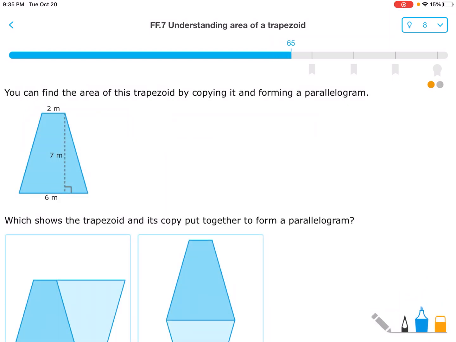Okay? So, your job is to now go ahead and try these on your own. Again, make sure you're listening or reading the directions very carefully. If it says split it into triangles, make sure you're looking for the option for triangles. If it asks you to copy and form a parallelogram, make sure you're identifying the parallelogram.